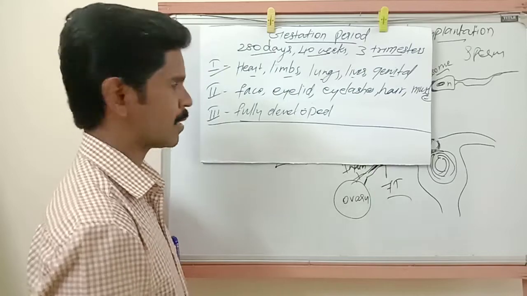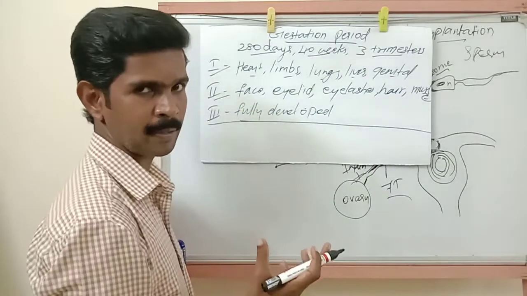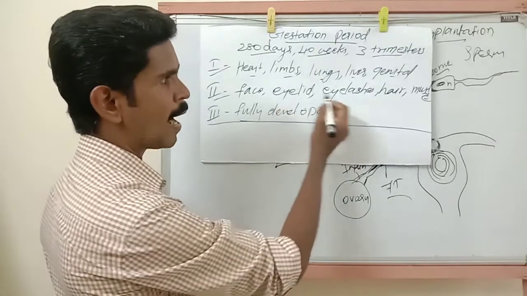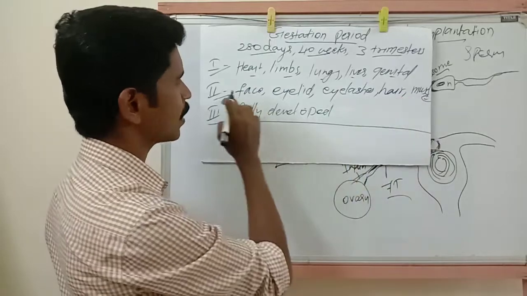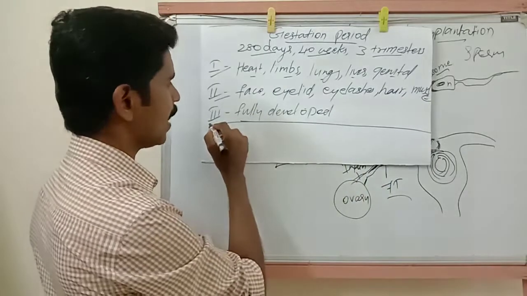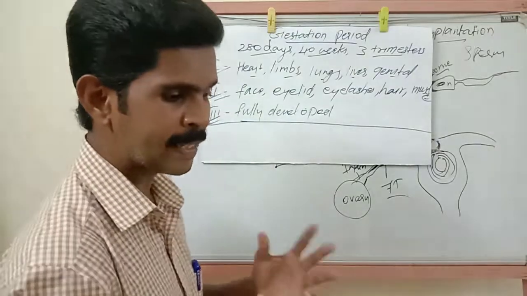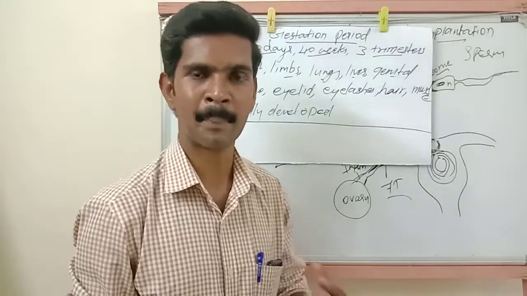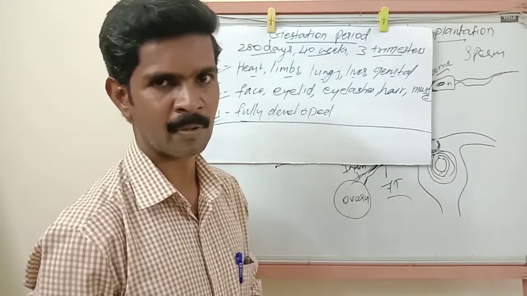Then in the next 3 months, that means the second trimester, the face is well developed. Then eyelid, eyelashes, hair, muscles, everything are developed during the second trimester. And during the third trimester, the baby or the fetus is fully developed and it is ready for birth. Understand all of you?